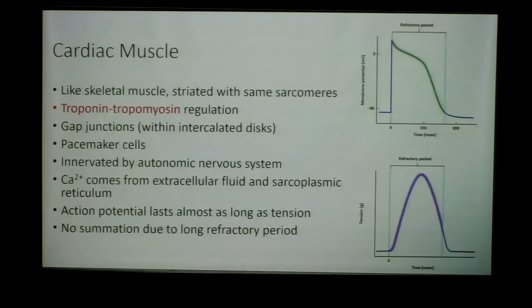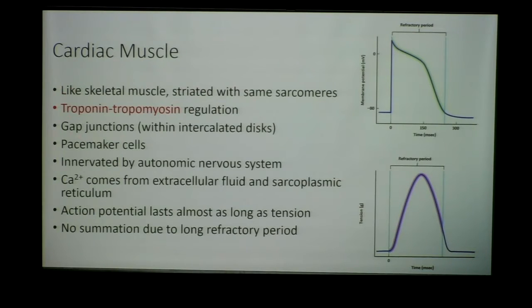Now we're going to wrap up here by looking at some of the general features of cardiac muscle as we move into the cardiovascular system. And it's really important to contrast the three types of muscles. So we know that cardiac muscle is also striated because it has sarcomeres, okay? So sarcomeres are on cardiac muscle, they're on skeletal muscle. We have troponin and tropomyosin regulation.